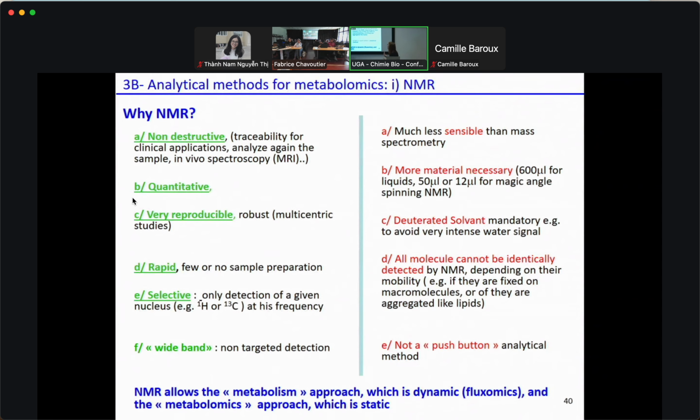So this is not a push-button analytical method. But now, a lot of steps of NMR have been automatized, and it is much simpler than in the past. We can also do fluxomics with NMR. This is a dynamic part of metabolomics, but I will not develop it here.